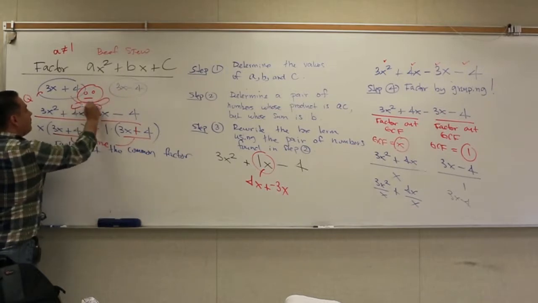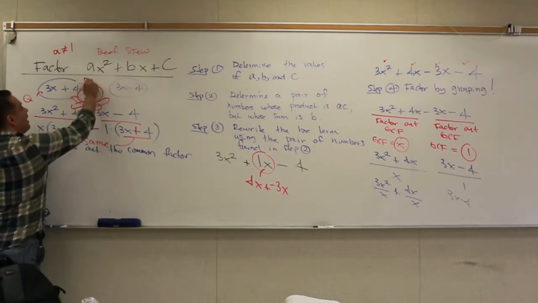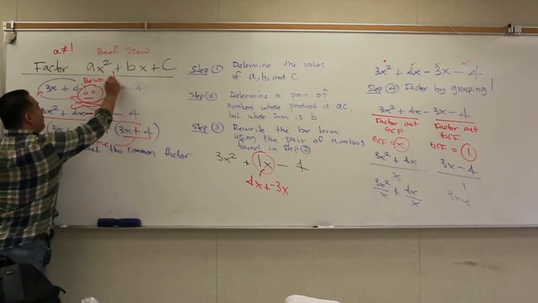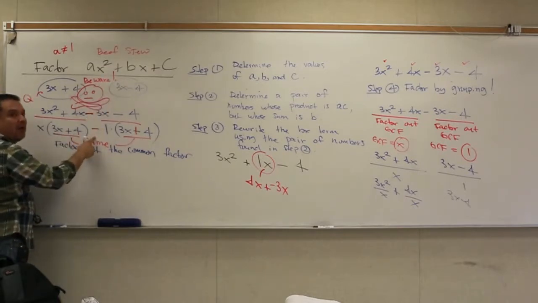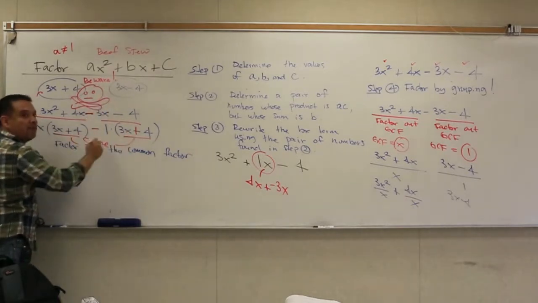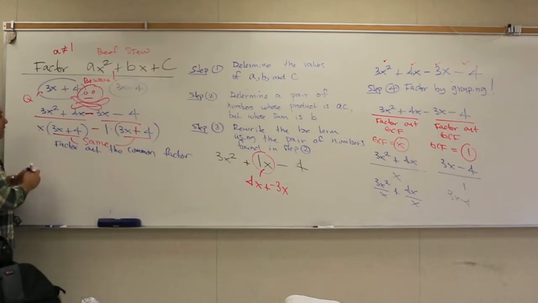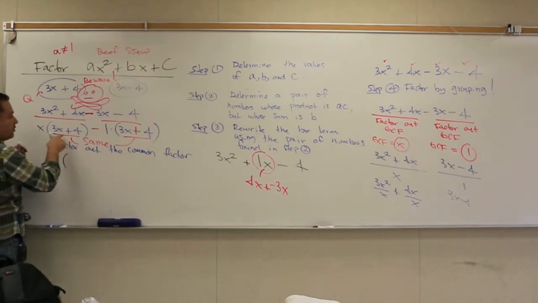Beware. This is where you have to be careful. When that's a subtraction, you've got to beware. This is the situation that's going to happen. And so what's your final answer now? The common term is 3x plus 4.